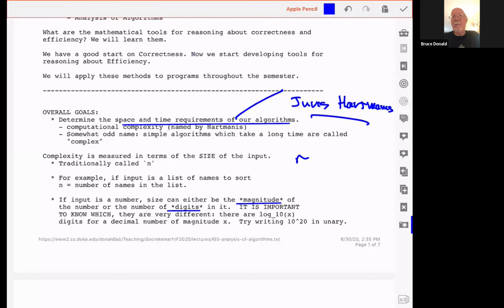They differ actually by a log factor usually. So you only need a log number of bits to encode a relatively large number. So we have to say what we're doing there.